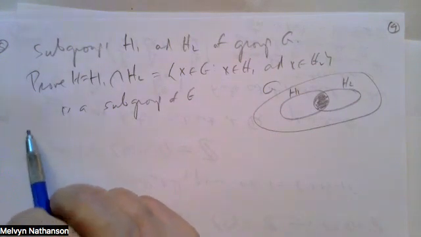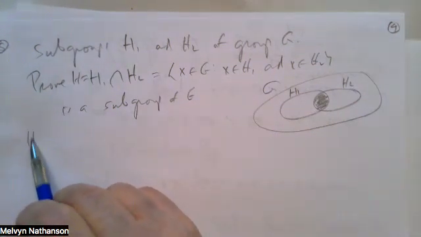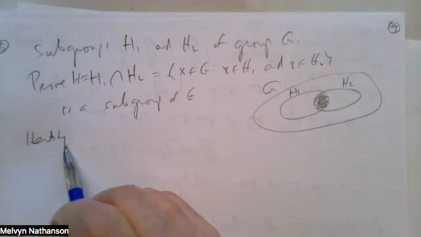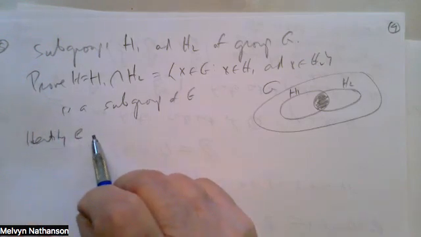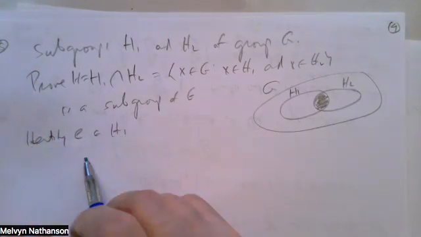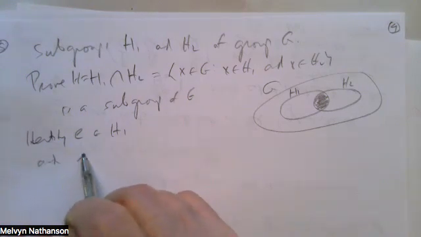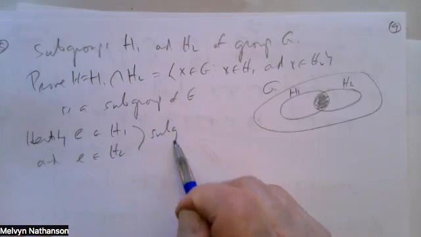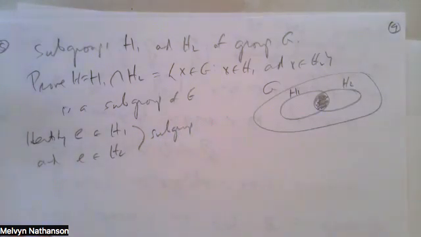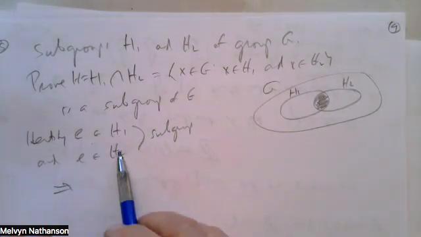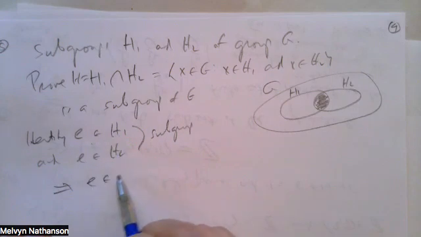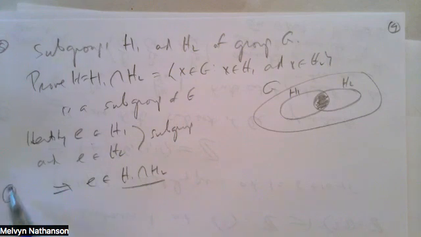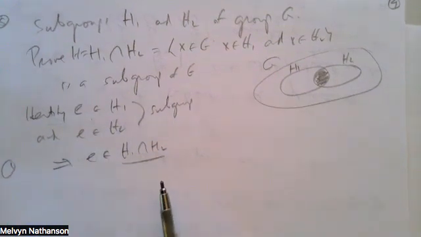So if the identity is denoted by e, we have e is in H1 and e is in H2 because these are subgroups. A subgroup always contains the identity. So if e belongs to both of these sets, e is in H1 intersect H2. So that's the first property of a subgroup, and it's satisfied.